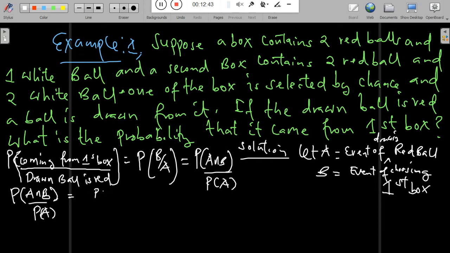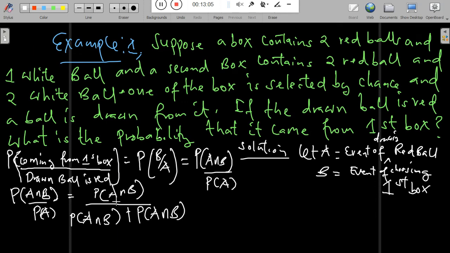So it is equal to taking the probability of A intersection B divided by the probability of A intersection B plus the probability of A intersection B complement. So the second probability that we have, plus, is having the complement. So make sure you put out the complement.